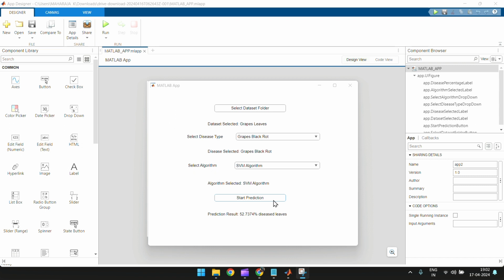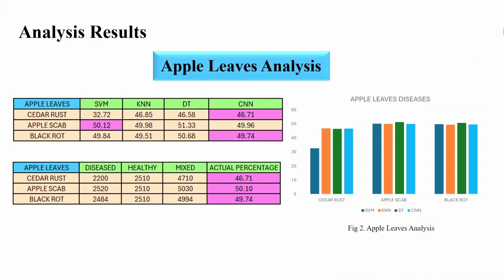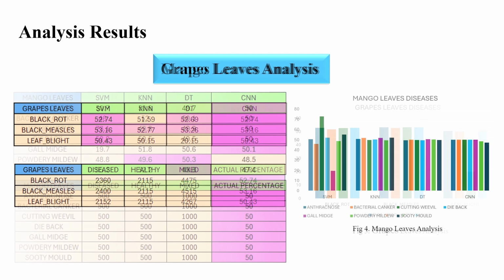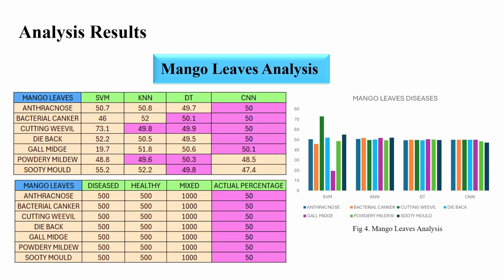Like this, we have done all the 4 algorithms for each and every dataset with its disease type individually and made analysis through it. Here are the results of the analysis, comparing the actual result and the predicted result. These are the disease percentages which we have manually calculated with the help of the number of diseased leaves and the healthy leaves. This is done by combining both the healthy and diseased leaves of a particular dataset and storing them in the mixed folder. Then, dividing the total number of diseased leaves by the number of leaf images in the mixed folder gives the actual disease percentage as a result.